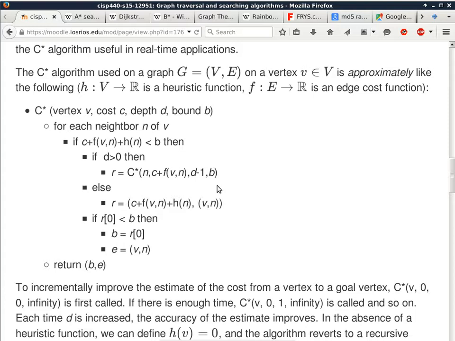C is the cost up to this point, up to this particular vertex. Fbn is the cost of the edge going from B to n. And then Hn is the heuristic function applied to n, which is the estimated distance from n to the destination. So if this is less than B, which is the boundary, which is the bound, then you want to do some exploration. But if this is already more than B, that means we already know a better path to do it. So don't even bother to expand on this node.